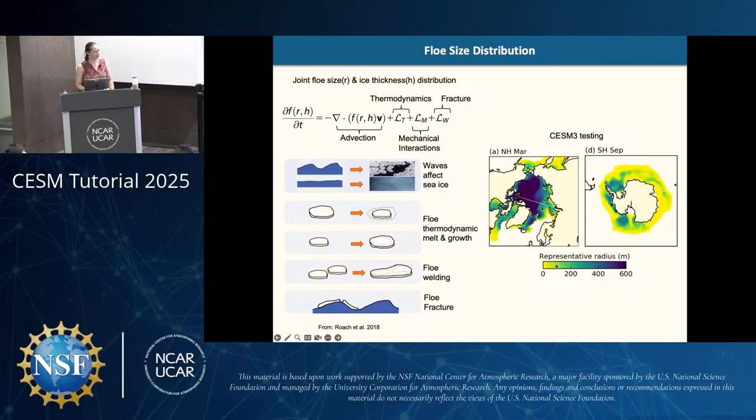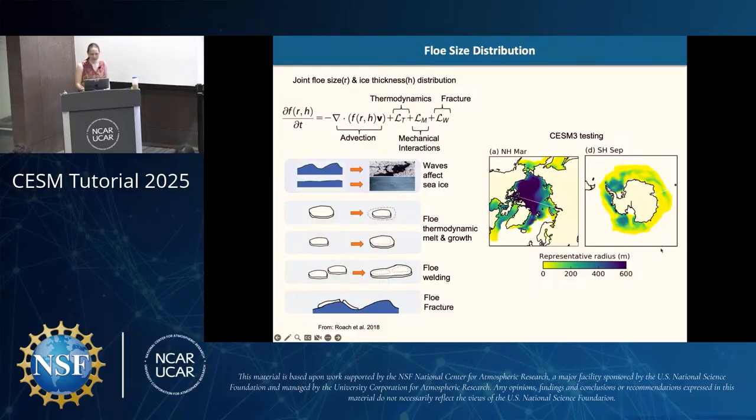You can see here the representative radius, so the average radius per grid cell would be in these yellow colors, it's smaller, in the darker colors, it's larger. And here you can see in the central Arctic where we have pack ice, it's large, and on the edges it's going from this purple through green to yellow, so it's getting smaller as we get to the ice edge. So this seems very qualitatively reasonable.